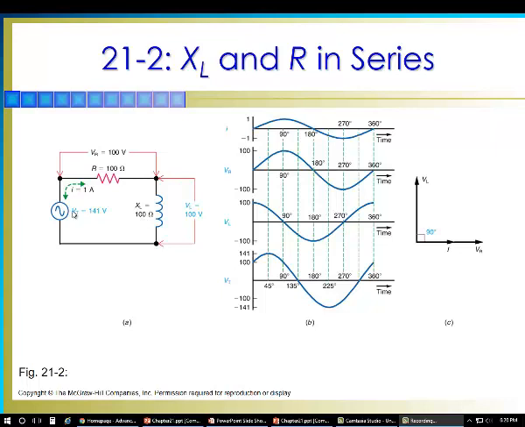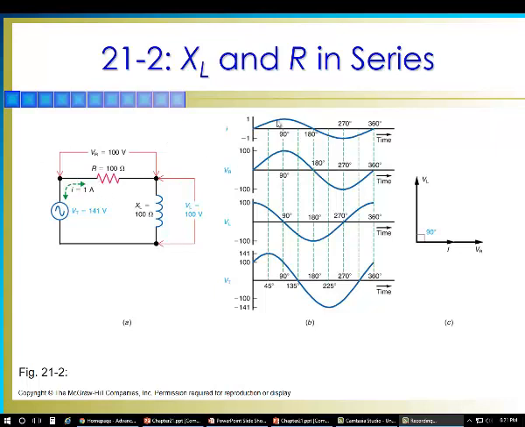So the current in the circuit, because it's a series circuit, there is only one path for the current, so the current should be the same all around the circuit. So every component has the same current going through it. However, the voltages across the different components, the resistor and the inductor in this case, are 90 degrees out of phase.